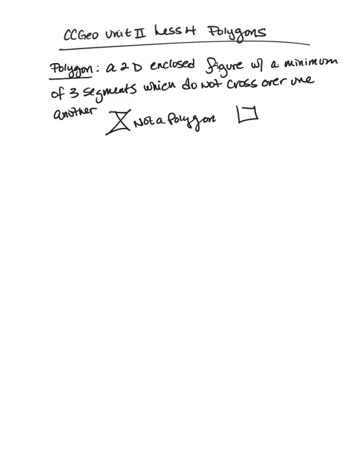So there are 2 types of polygons. There is a convex polygon, and there's a concave polygon. So a concave polygon is a polygon with at least one angle measuring more than 180. So this angle is a reflexive angle. It measures more than 180.